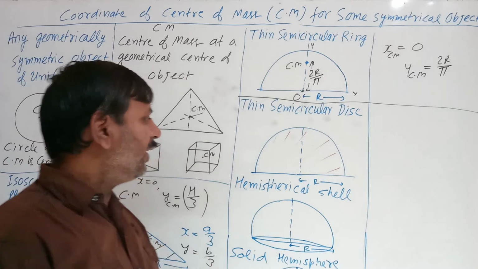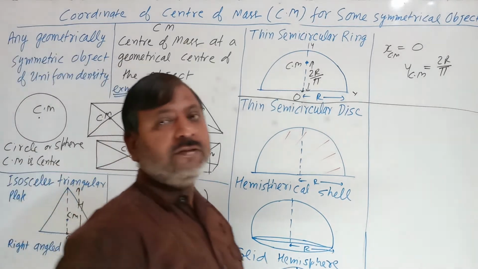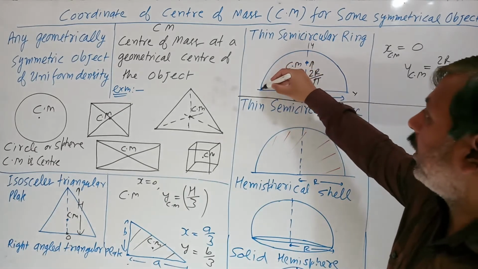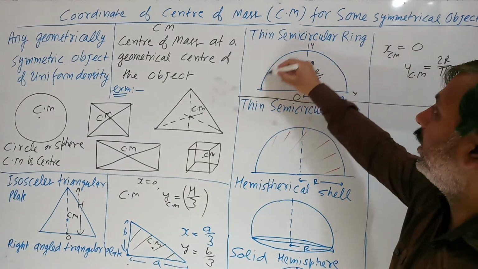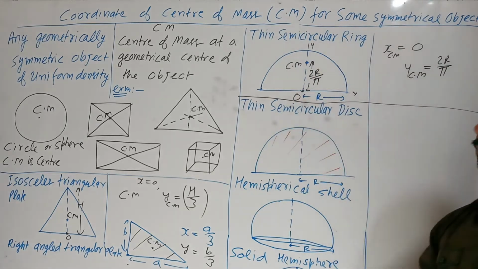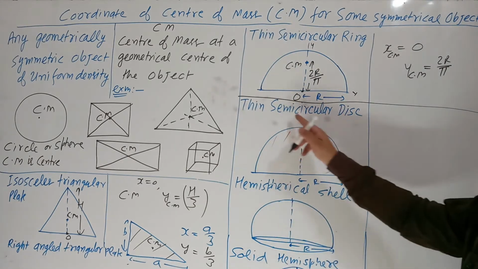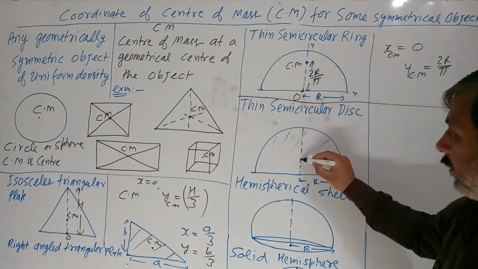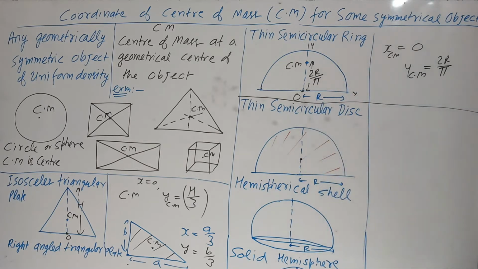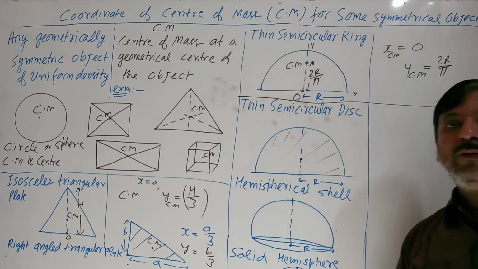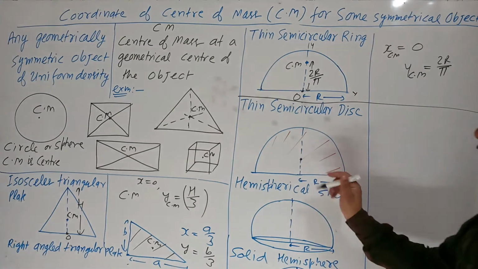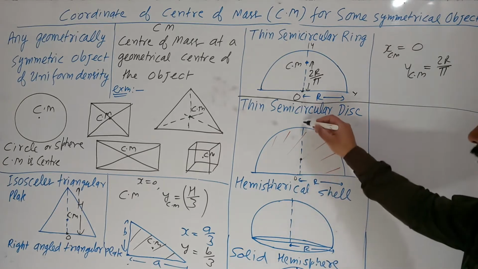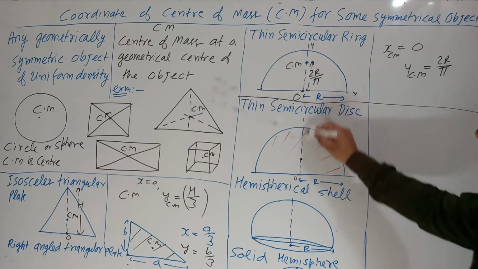But when we take a thin semicircular disc, the ring has mass concentrated only here. When we talk about the thin semicircular disc, the center of mass lies downward. I have taken this as origin, and this is symmetrical about this line, so the center of mass lies on this line.